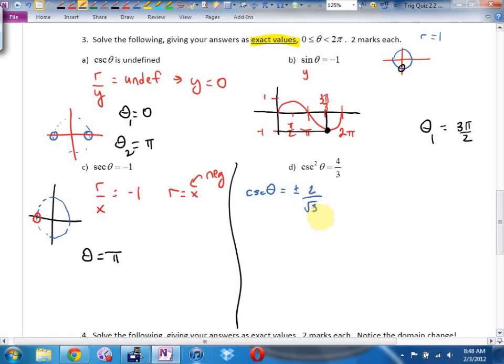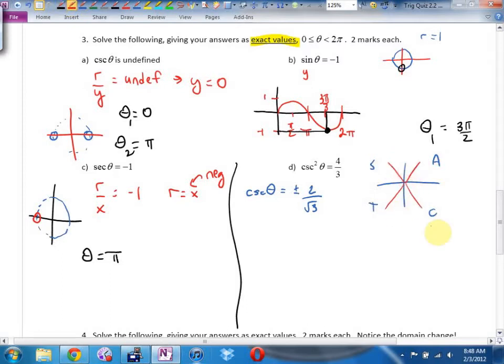It's plus or minus. I'm still going to do the CAST rule because I want to get into my regular groove, my regular habit. Cosecant goes with sine. Sine is positive there and there. It's negative there and there. There's going to be four answers.